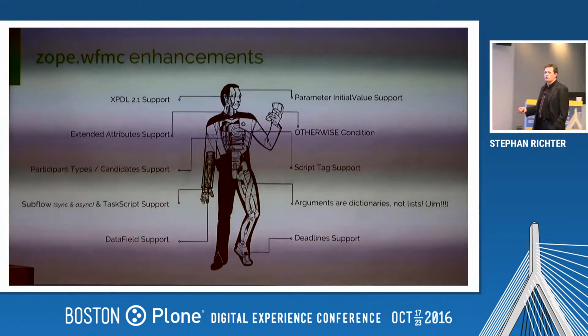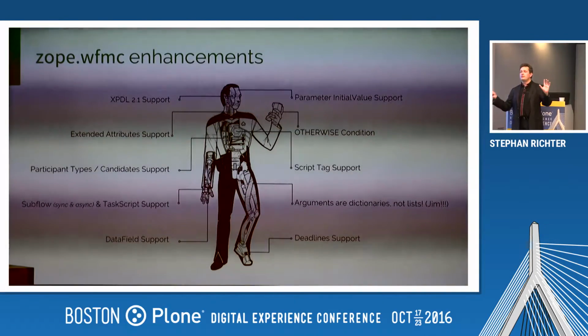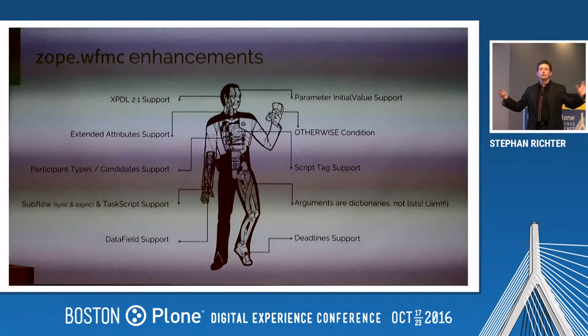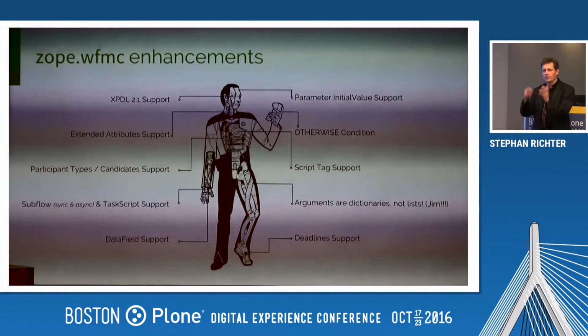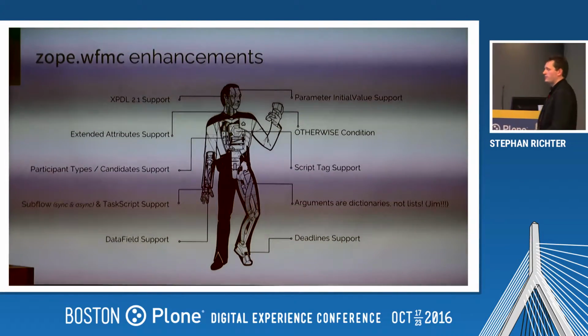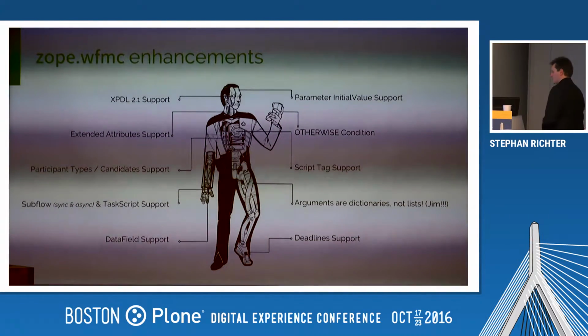And then deadline support. So you can say, if an activity hasn't been touched for a day, what do you want to do about it? So you can raise an exception and take an alternate path through the system. All right.